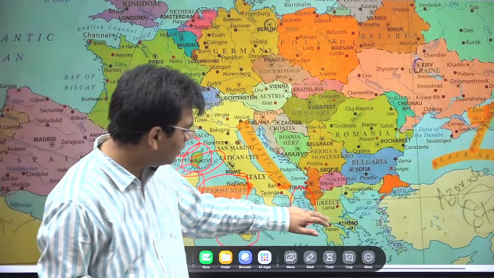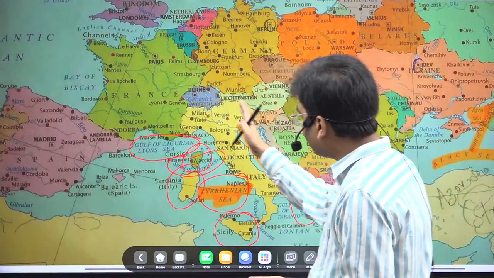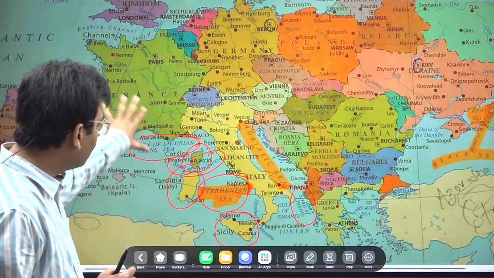Greece is here. Just out of curiosity, you should locate different areas so that you have a natural recognition of the different locations on the map.